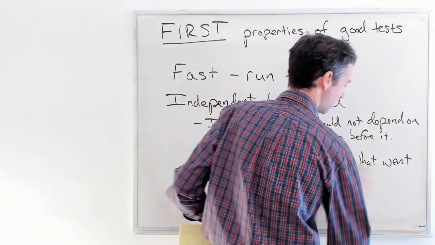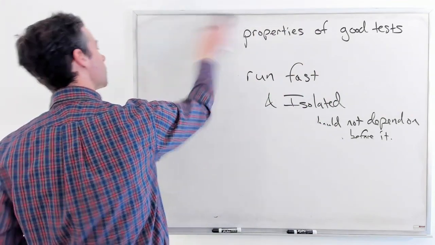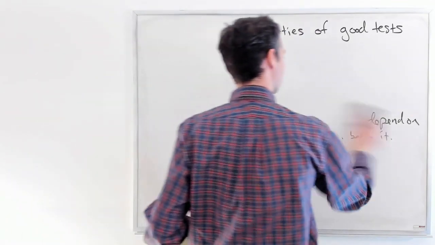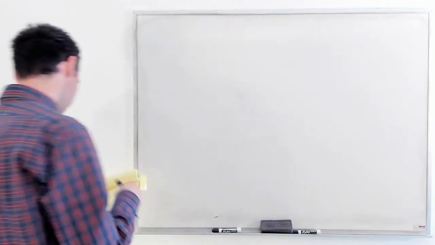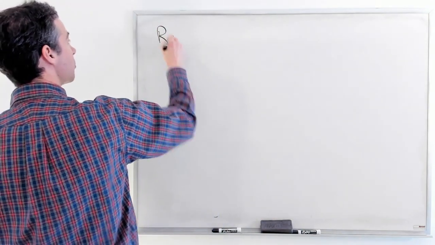I think a lot of this is for unit tests. When we get there, the idea is those really need to be focused on really small stuff, but keep that in mind. But independent is a really important thing. The R in FIRST is repeatable.